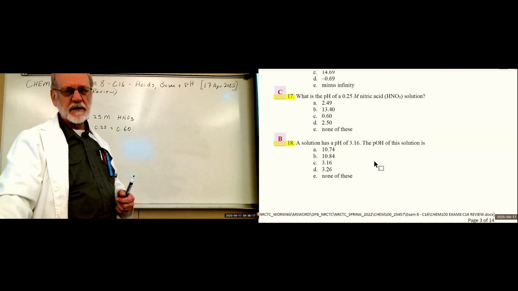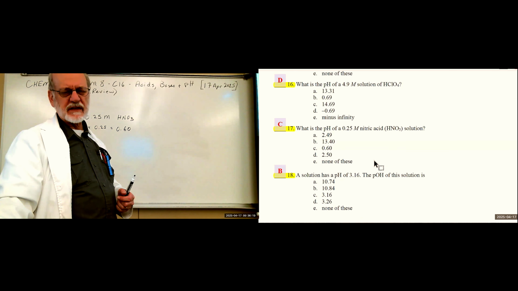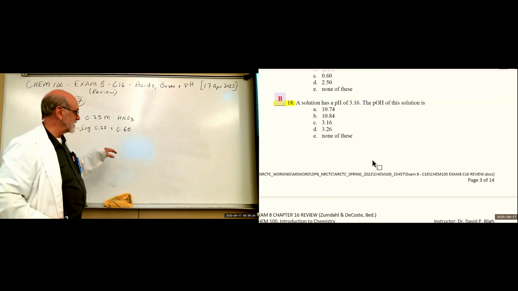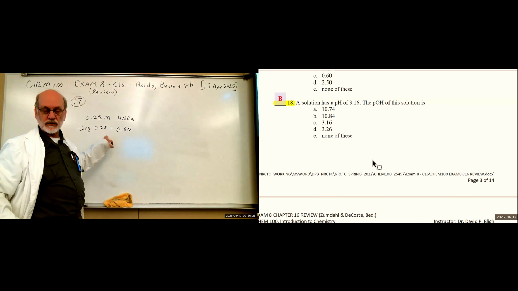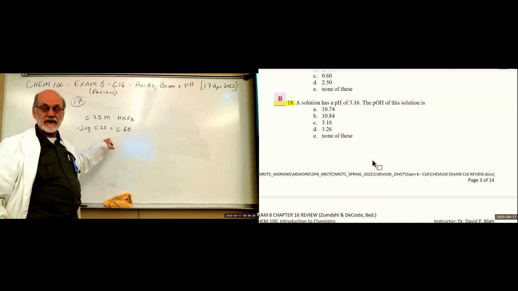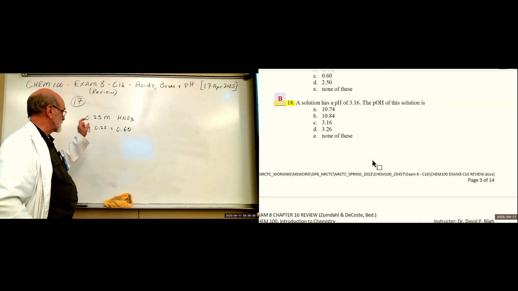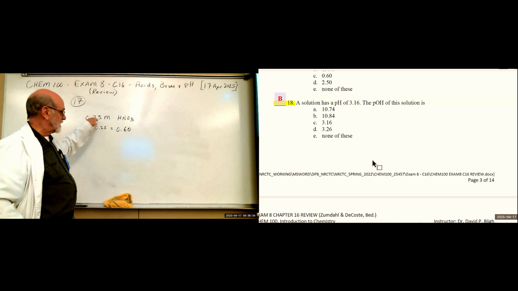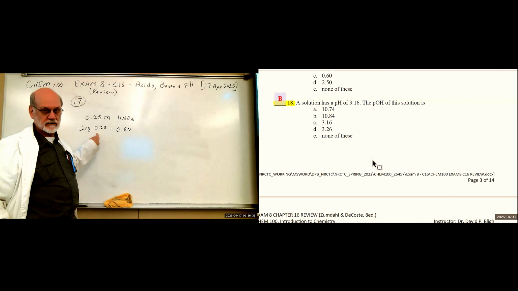I think the point of these two problems, 16 and 17, is to emphasize the fact that this is a mathematical transformation. You could end up with almost any number, as long as these numbers are valid, chemically speaking, then this is simply a calculation.